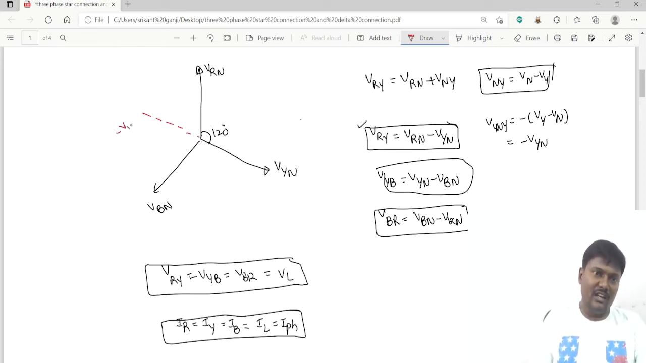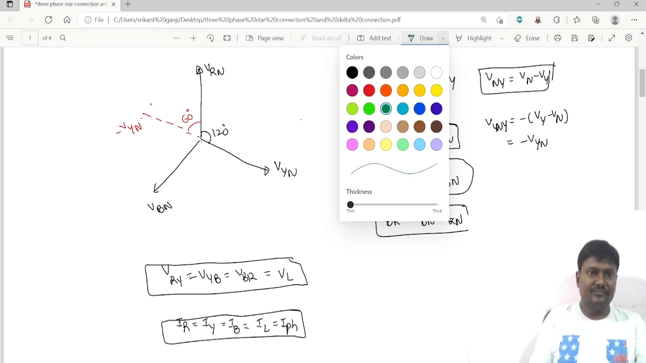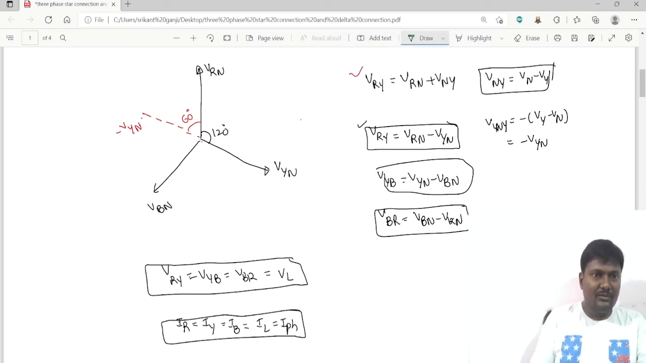So this is minus VYN. The angle between these two is 60 degrees. By adding these two vectors, I will get the line voltage. Draw a line from this minus VYN, parallel to VRN.